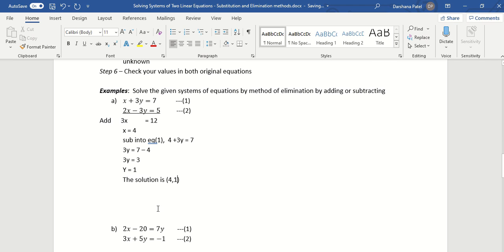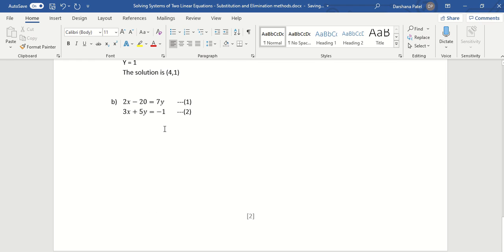Now to check this, we will put 4 here for the x, 1 for the y. 4 plus 3 will be 7. 8 minus 3 will be 5. So that solution works. That will be verification of that solution.